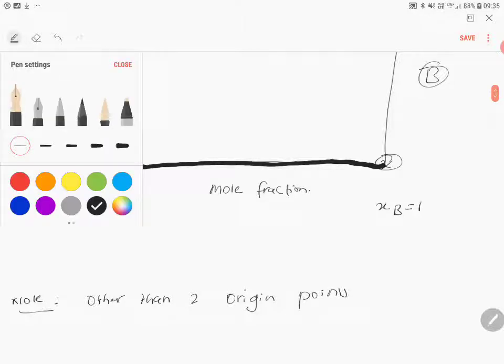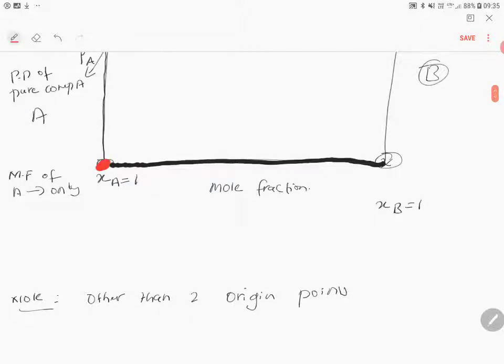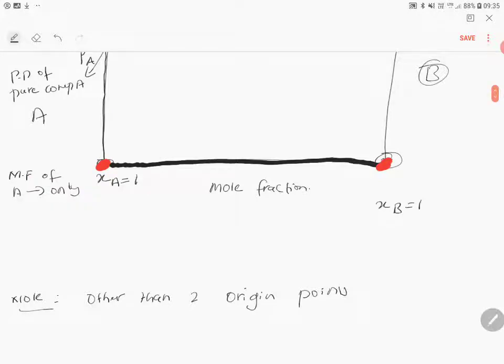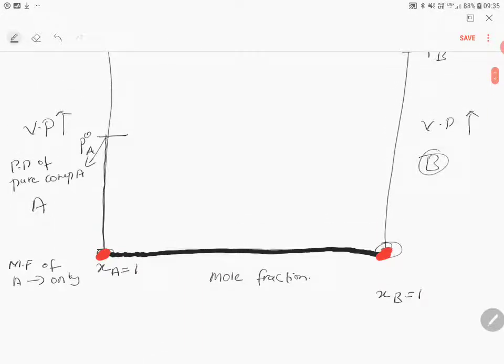that is, other than these 2 points, mole fraction is a mixture of both components. So therefore I can say here at this point xB is equal to 0, at this point xA is equal to 0, because there are pure components. If it is unity, then definitely the other should be 0.